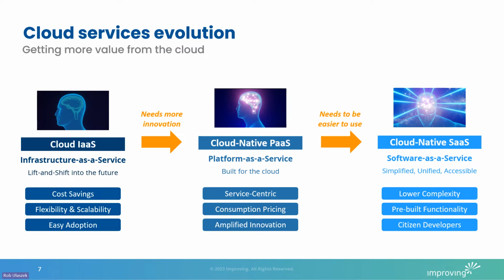Cloud services have evolved over time so we can get more value. We'll start with the early cloud. Cloud IaaS let us lift and shift in the future. What do we get? Cost savings. We spend less on servers, OS, licenses, networking, and environmental. Then we got flexibility and scalability, the ability to ramp resources up or down to meet our needs.